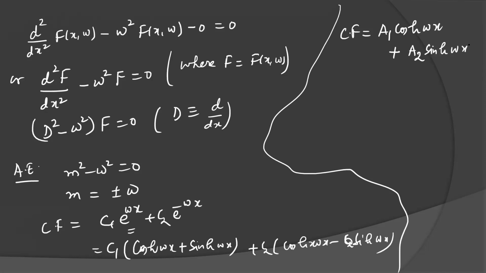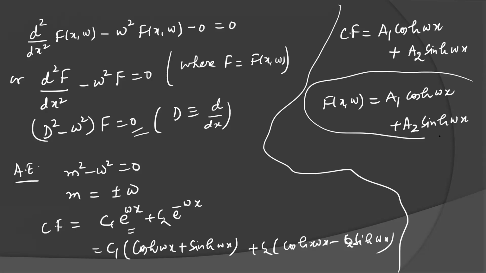We want the solution in the form of cos and sine. This is the CF of f(x, omega), because the particular integral is 0, since the right side is 0. So this is A1 cos hyperbolic omega x plus A2 sine hyperbolic omega x. This is the solution. Now for finding u(x, y), we have to take the inverse transformation.